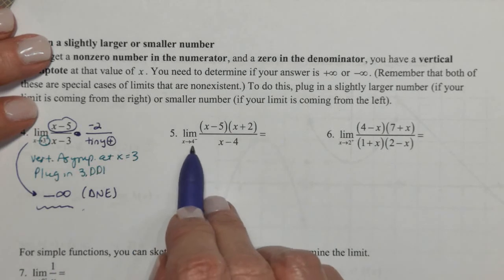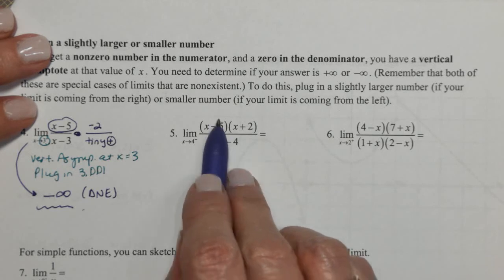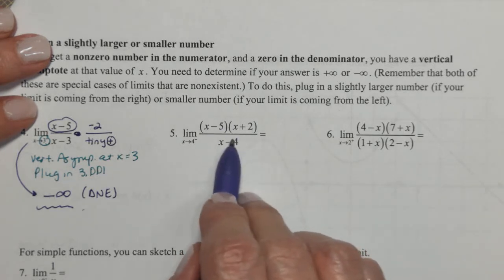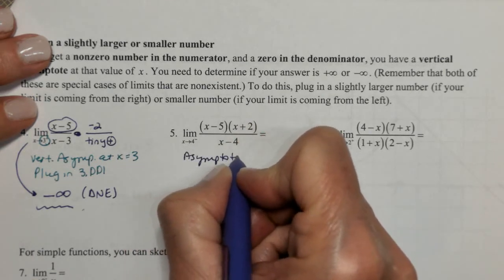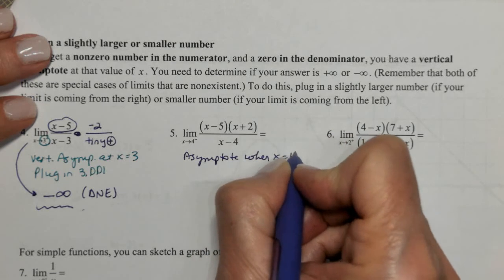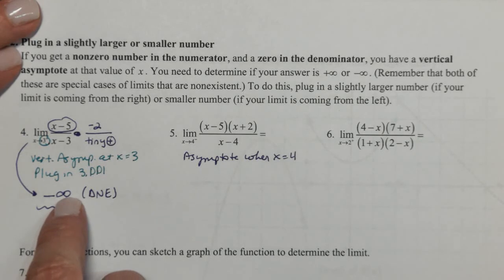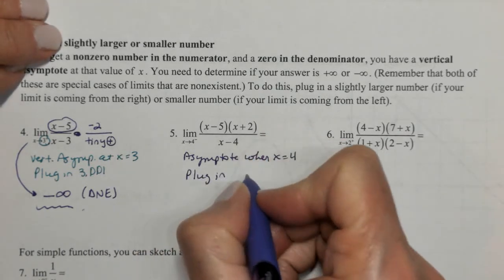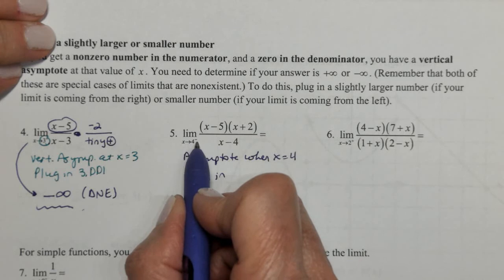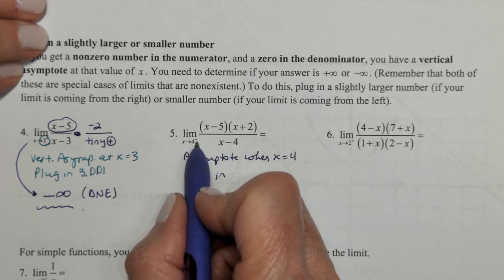All right, we're approaching 4 from the left, and notice this is completely factored, and there is no hole. We have an asymptote when x is 4. So I know my answer is going to be either positive or negative infinity. I know it will be. I just need to find out which one. To do that, we evaluate the signs. I'm going to plug in a number close to 4, but this time on the left of 4, like 3.999.